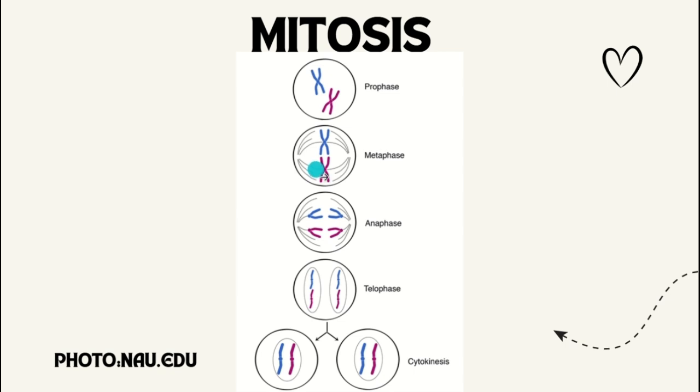So the kinetochore is at the back of the centromere, so it's going to attach to the kinetochore, which is on the centromere right here. So these spindle fibers extend, they attach themselves, and we have the chromosomes lining up at the equator. Those are the main things that are happening in metaphase.